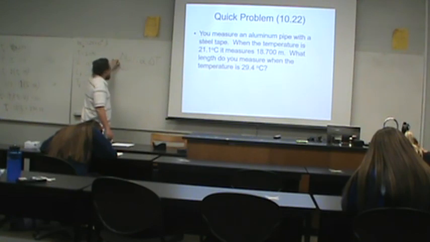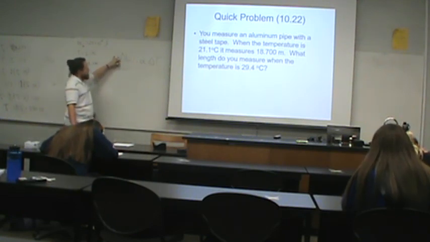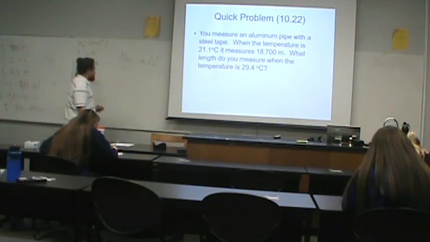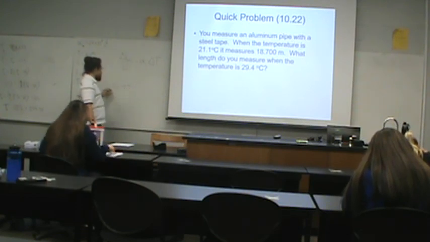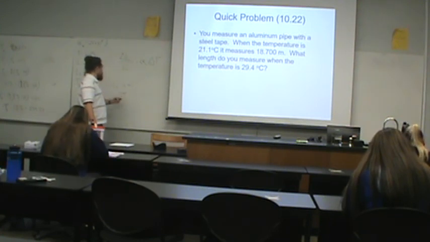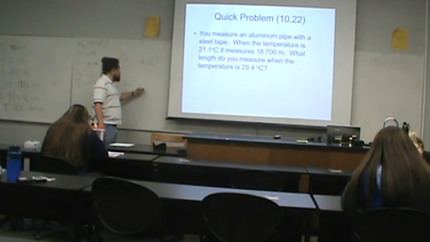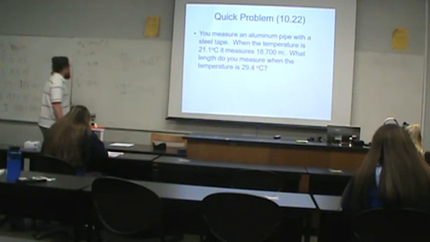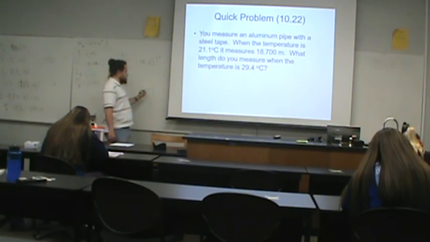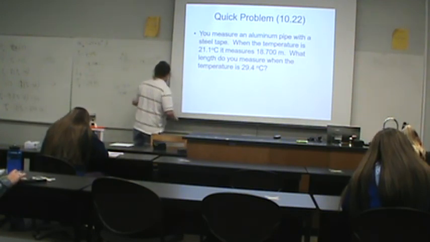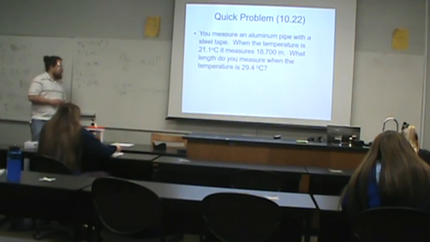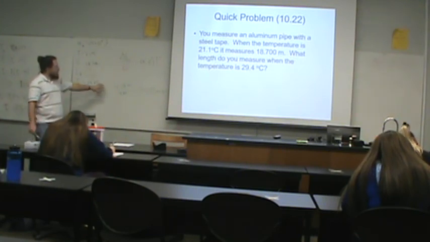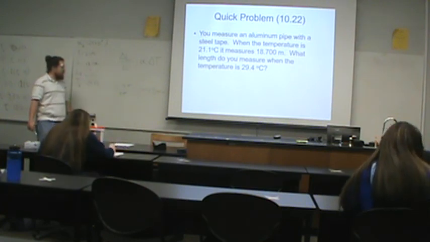So, we start plugging things in. Our first term is delta L. Delta anything always means final minus initial. So that's going to be length final minus length initial over length initial is equal to alpha times delta T. Again, delta is going to be final minus initial. It's going to be 29.4 minus 21.1. That's going to give us a positive delta T, which makes sense because it got warmer. And we only have one unknown term left, so we are good to begin plugging in and solving, rearranging and solving.